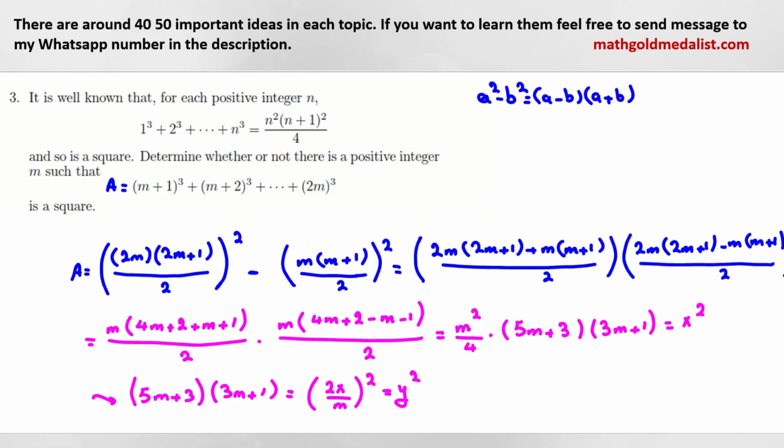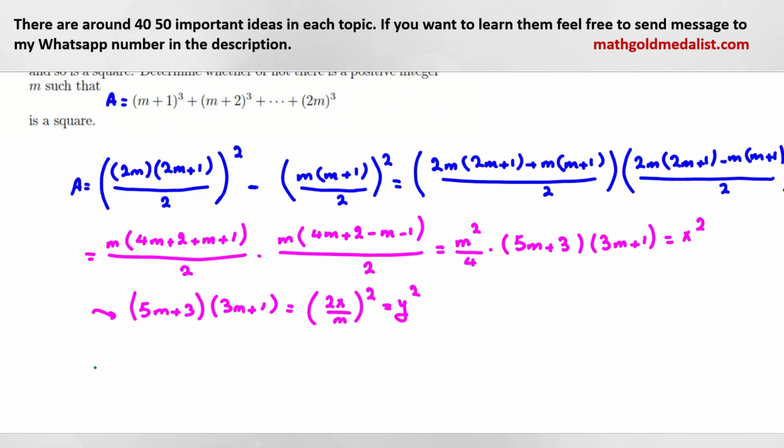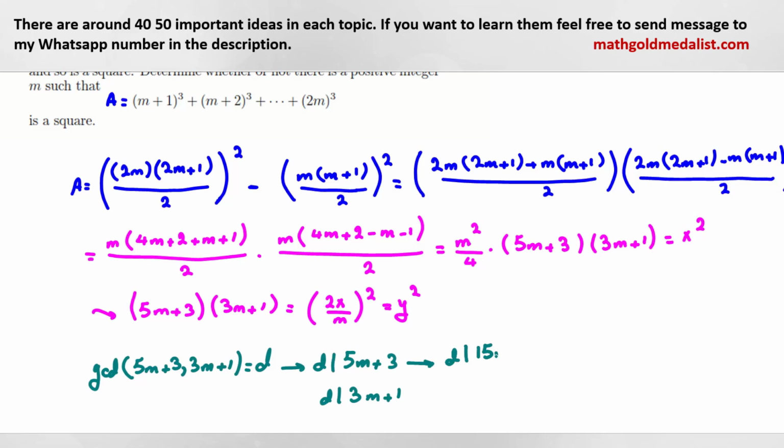Find the GCD of 5m plus 3 and 3m plus 1. Exactly. Suppose the GCD of 5m plus 3 and 3m plus 1 is D. How can we find D? D divides 5m plus 3. D divides 3m plus 1. Exactly. D divides 15m plus 9, and D divides 15m plus 5. So D divides 4.